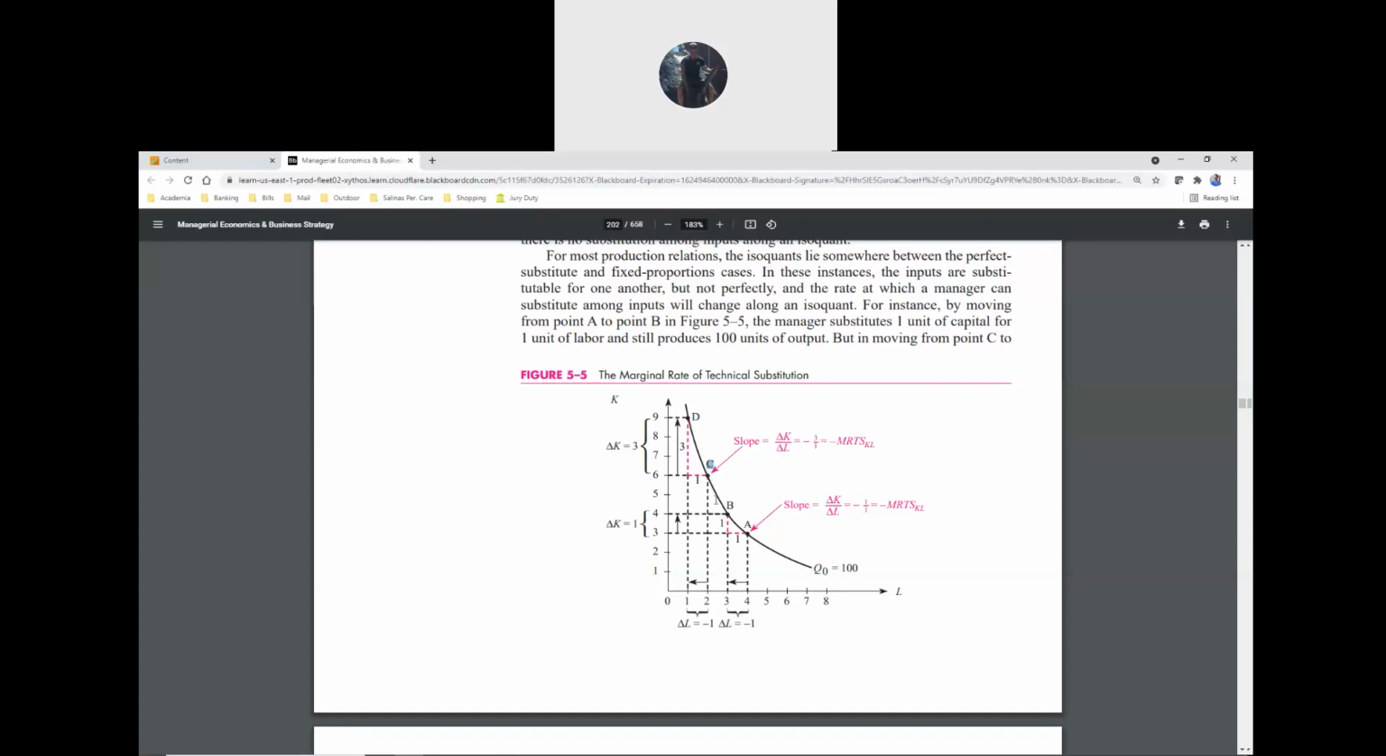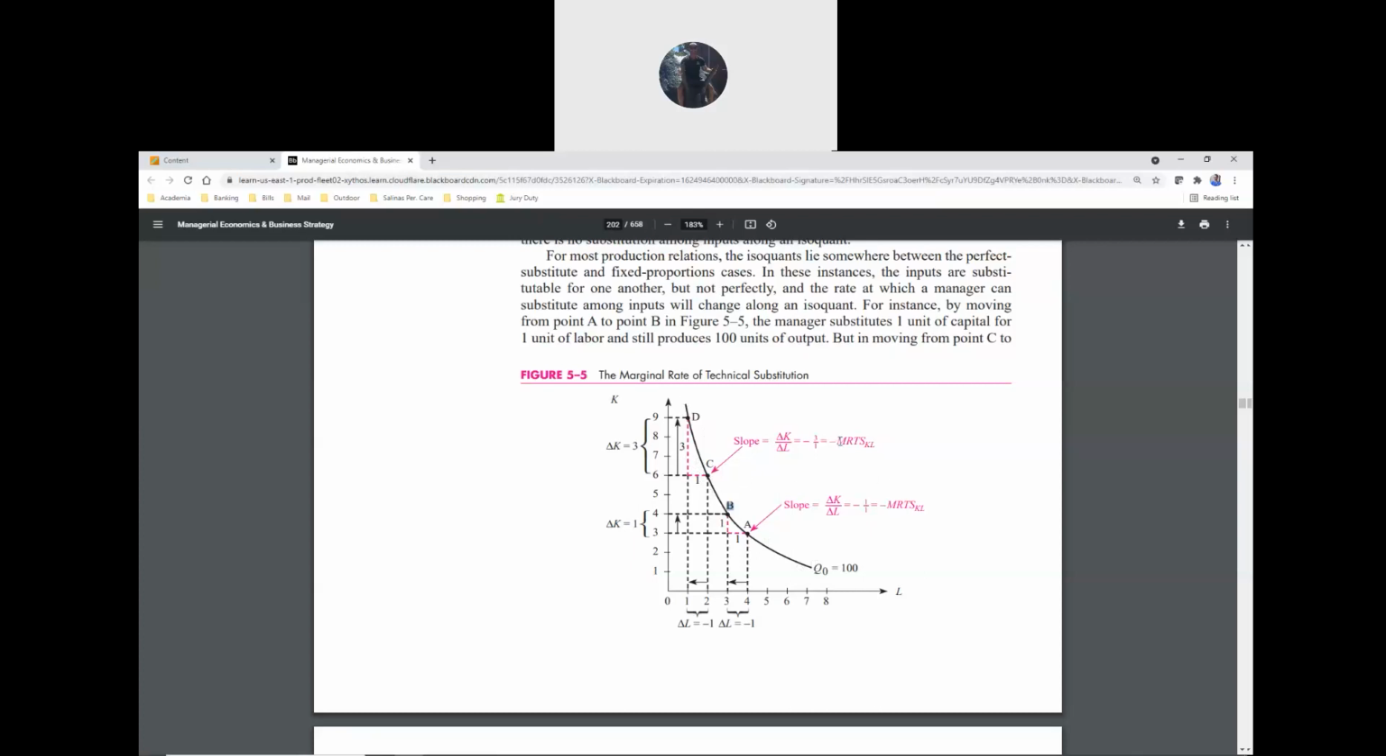Or if you're at point C, to go along the curve, you can give up 2 capitals, add 1 labor, and be at point B. And here it's 2 to 1. See how the farther you get up here, the more capital you have to give up to get to the same level of production. And the more you get over here to this extreme, the more labor you have to give up to be on the same production level. So see how the rate of trade-off changes?